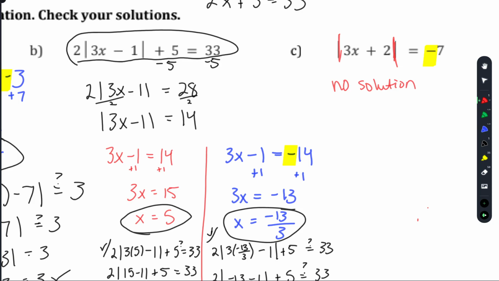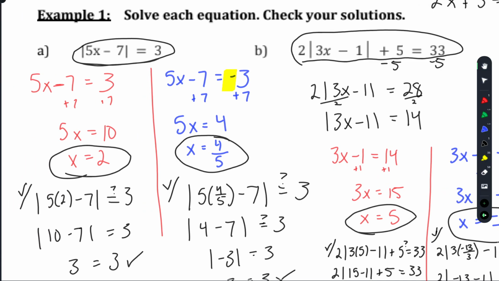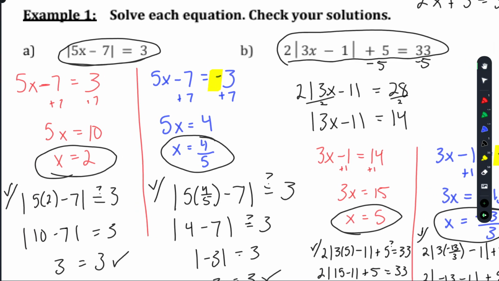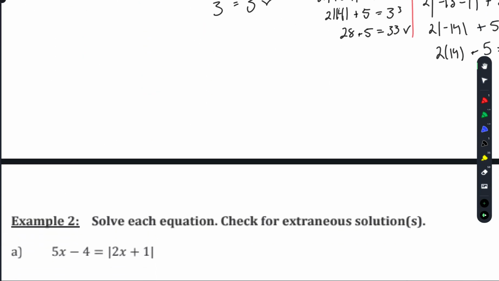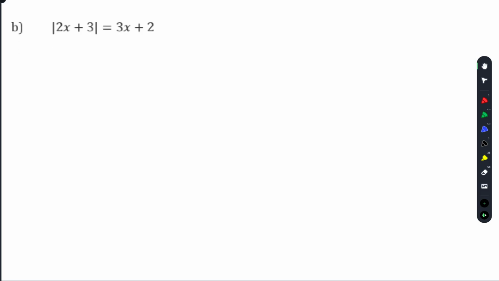Okay. So, kind of like recapping how you do these: get your bars alone and then you split it, one being the normal one and then one being it negative. When you're doing, we're going to skip A. We're going to go to B.